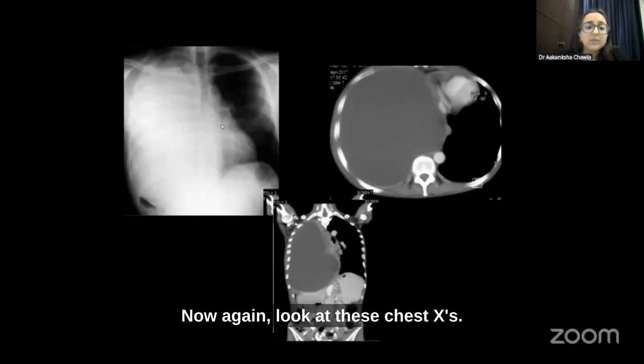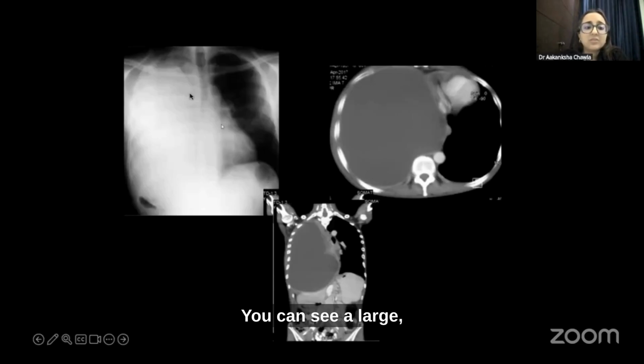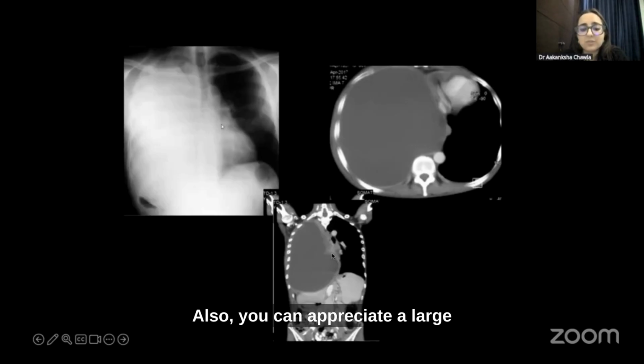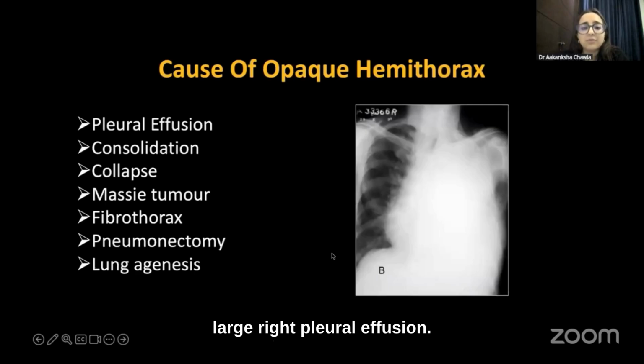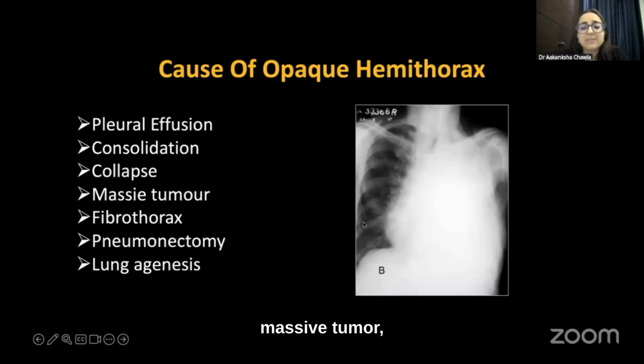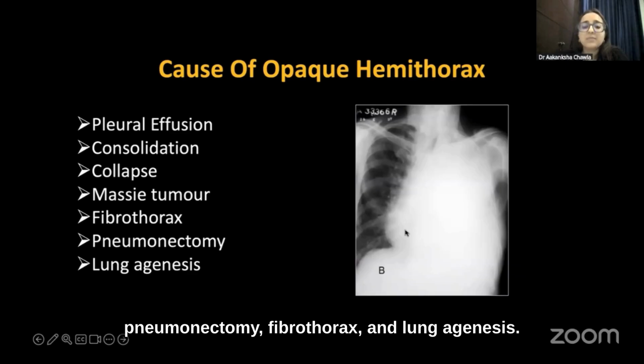Now, again, look at these chest X-rays. You can see a large opaque hemithorax. Seen on the CT, there's a large effusion. On this coronal section also, you can appreciate a large right pleural effusion. Various causes of opaque hemithorax: pleural effusion, consolidation, collapse, massive tumor, pneumonectomy, fibrothorax, and lung agenesis.